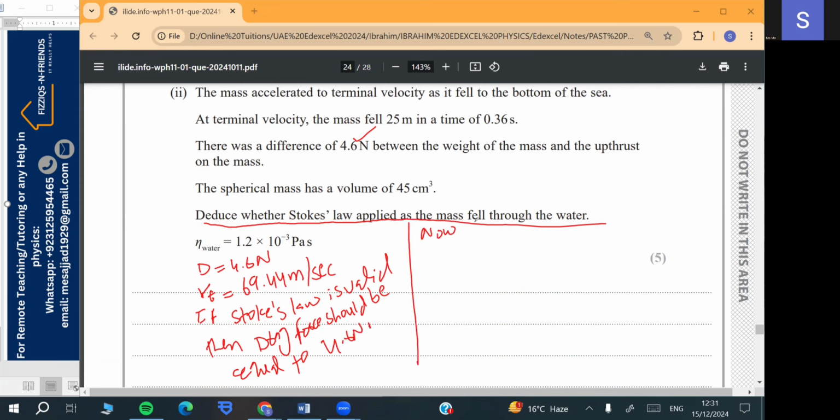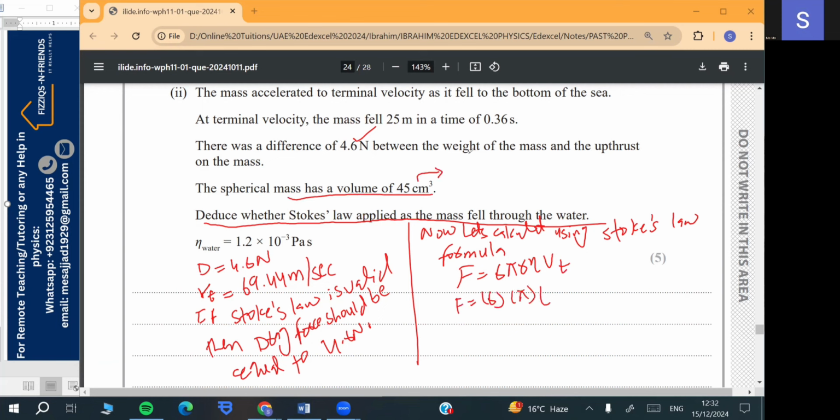Now let's go to it, using the Stokes law formula. What is the Stokes law formula? F equals 6 pi r eta Vt. So this is 6, this is pi, and the volume is 45 for the sphere. The volume is 4 over 3 pi r cubed because it is a sphere. So I will write 45 times 10 to the power minus 6, because I have to convert cubic centimeters into cubic meters, equals 4 over 3 pi r cubed, and I will take the cube root.